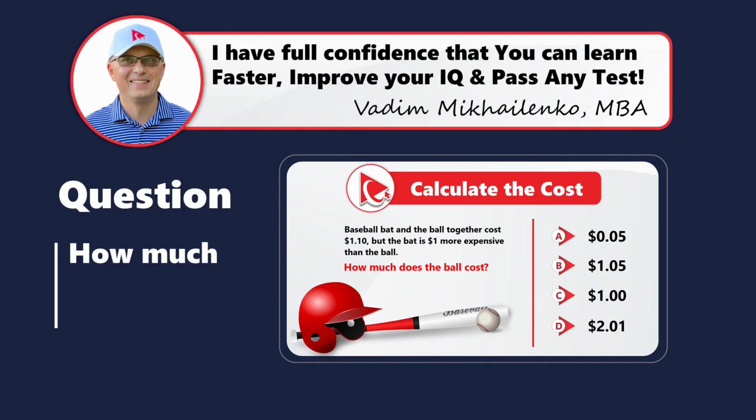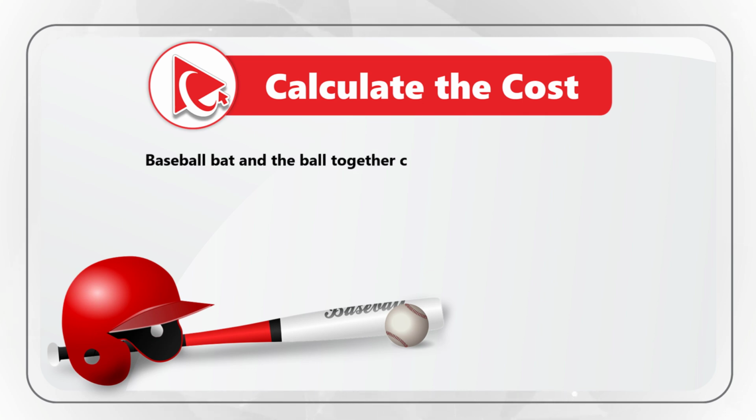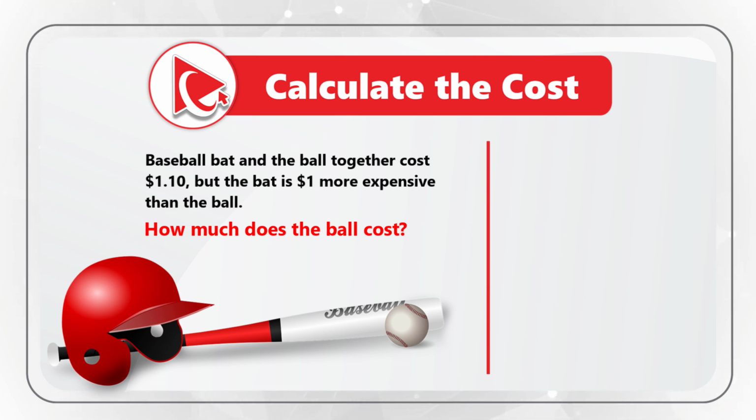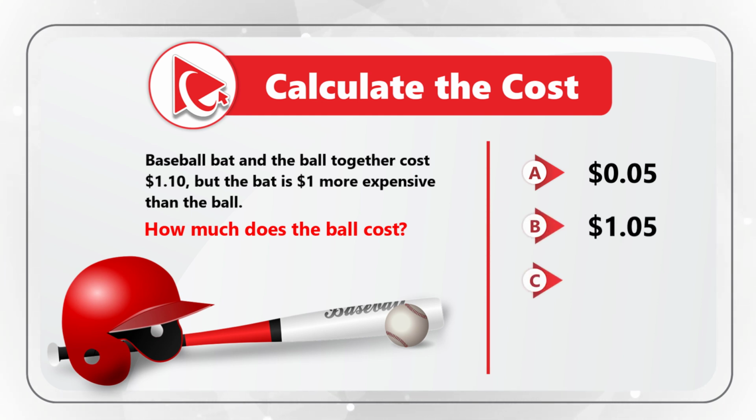This is one of my favorite questions because it tests a variety of different skills on the test. Baseball bat and the ball together cost $1.10, but the bat is $1 more expensive than the ball. How much does the ball cost? You need to select 1 out of 4 possible choices. Choice A, 5 cents. Choice B, $1.05. Choice C, $1. And last but not least, choice D, $2.01.